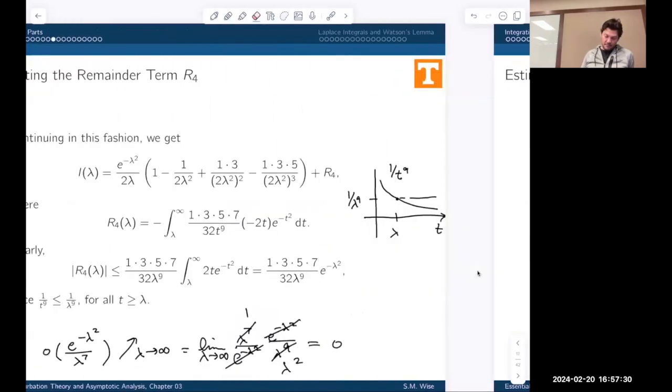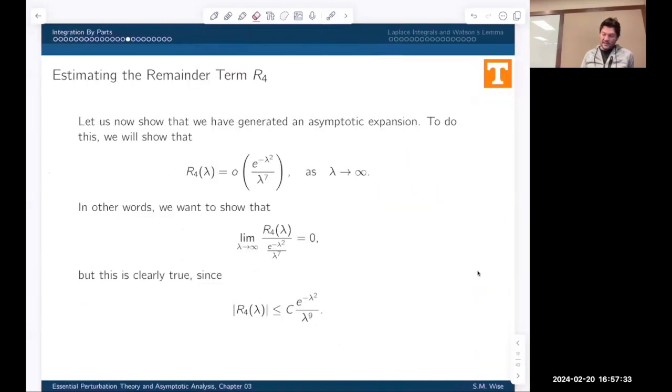And say, let's see. Well, I guess I already said this, right? So I wanted to show this. And of course, that means that. But this is clearly true because of that estimate that I already produced. And I can use the squeeze theorem. Does anyone want to see all the details of that? Does everyone know what I'm talking about when I say the squeeze theorem? Okay, I'm going to assume you do.